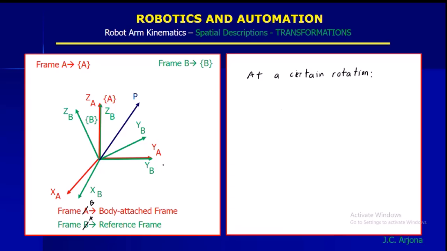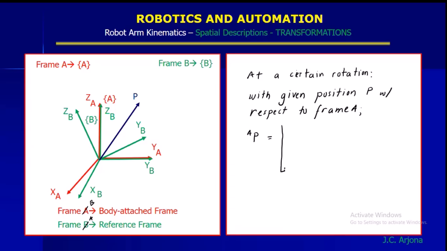At a certain rotation, we want to know the P to A, with the given position P, or defining the position P, which is relative to frame A. So therefore, we're looking for the P to A. So bringing the matrix for that.